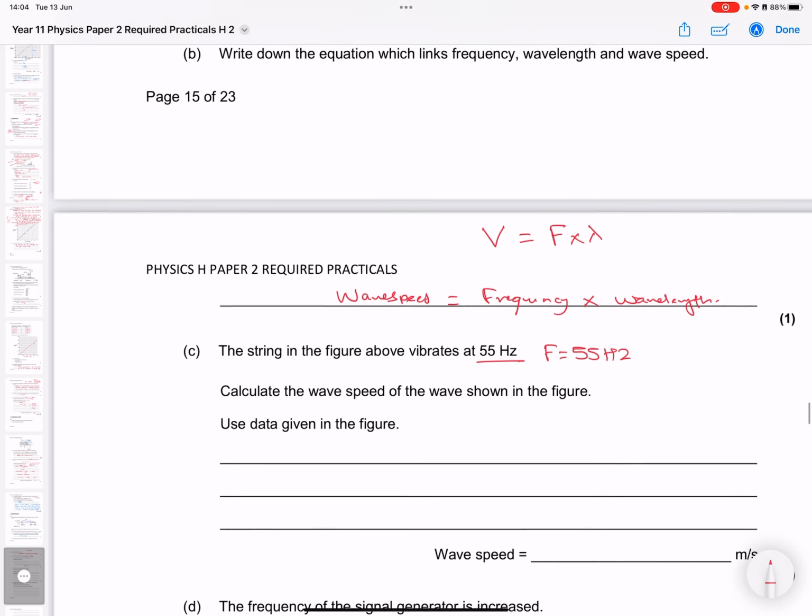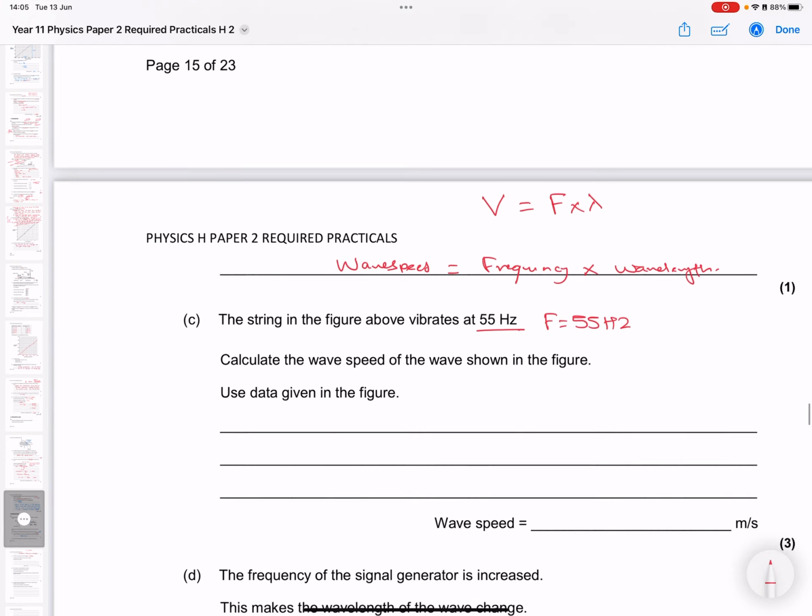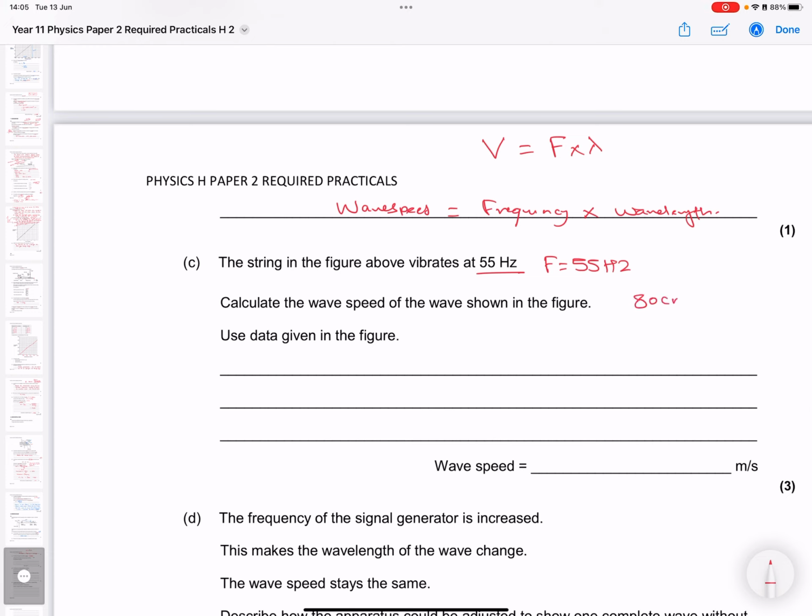So in this kind of question people forget: where they have given the data earlier, 80 centimeters, make sure 80 centimeters is converted into meters. So that is 0.8 meters before you plug into this calculation. So V is equal to F times lambda. F is 55 hertz and your lambda is 0.80 meters. The unit of velocity is meters per second. So that will be 55 times 0.8, that is 44 meters per second.